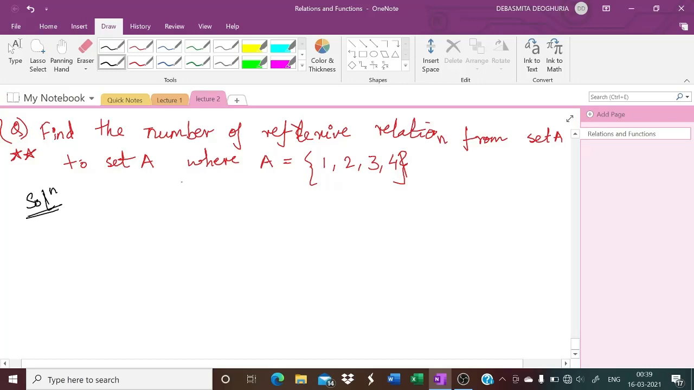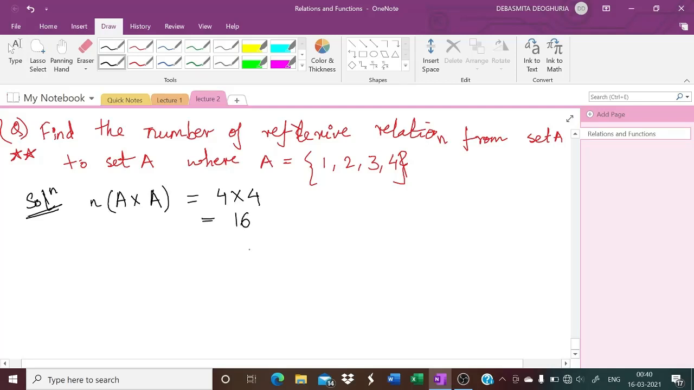See, now what is a relation? Relation is a subset of the set A cross A of the Cartesian product. So how many elements are there here? 4. So how many ordered pairs would be there in A cross A? Number of elements in A cross A, how many? 4 into 4, that is 16.